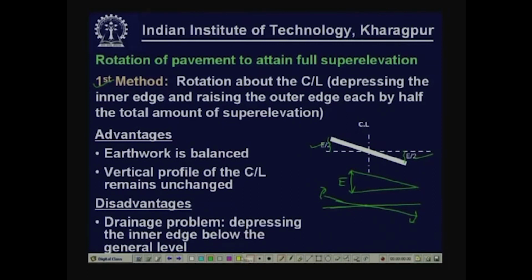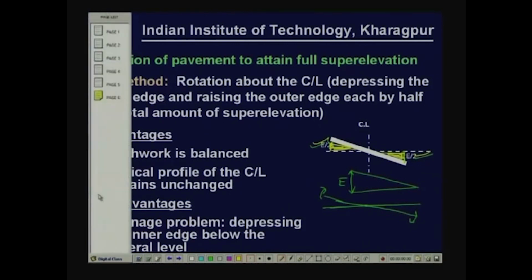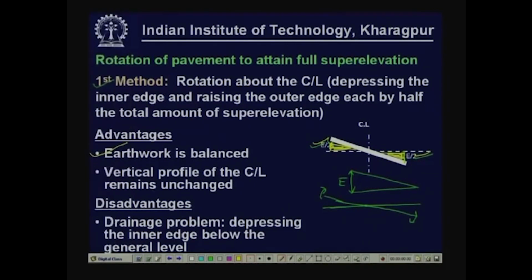Number 1 is that because the pavement is rotated with respect to the center line, the earthwork is balanced. The amount of cut and amount of fill try to balance each other, because this is also E by 2, that outer edge is also raised by E by 2. So, the cut and fill are generally balanced. Also, because the rotation is with respect to the center line, the vertical profile of the center line remains unchanged.